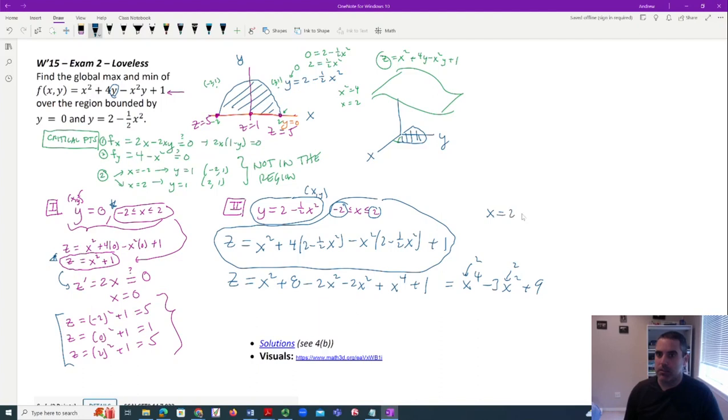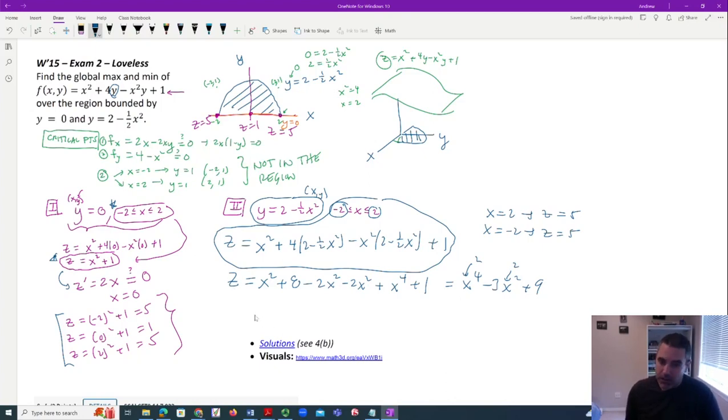When x is 2, you get z is 5. When x is negative 2, you should get z is 5. So you can try that and see what you get. You can get 2^5 minus 3 times 2^2 plus 9 and see what you get. Is that 5? I guess we could factor and see. But let's keep going and see.